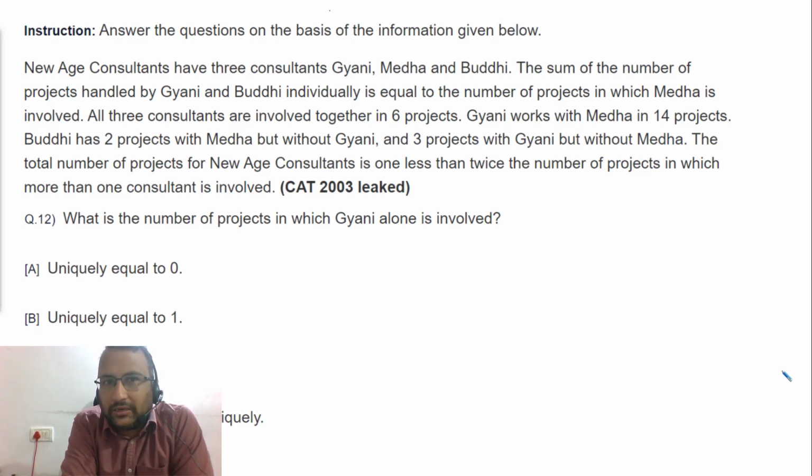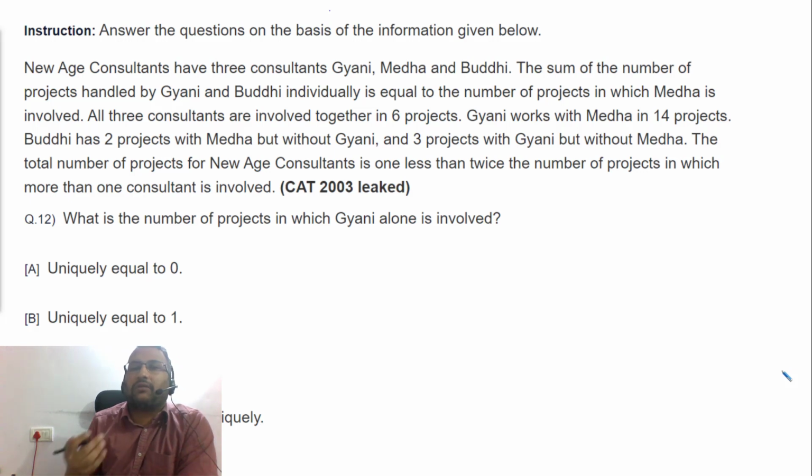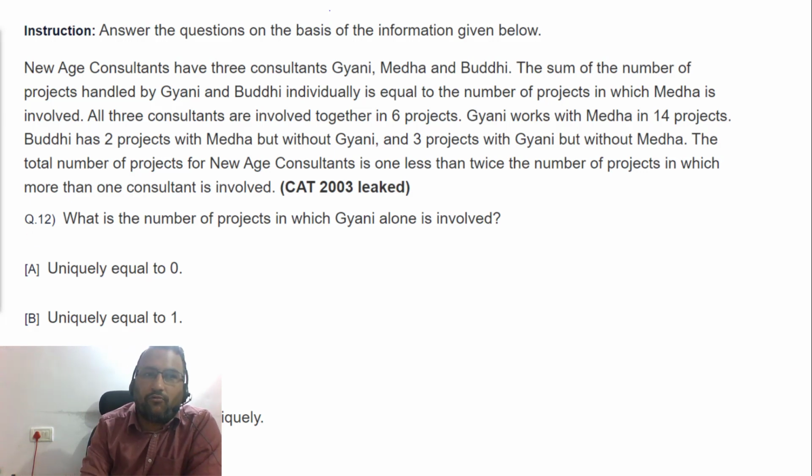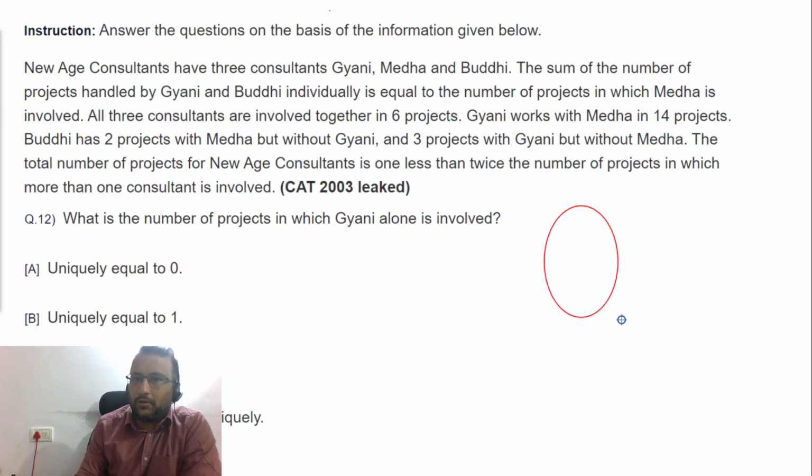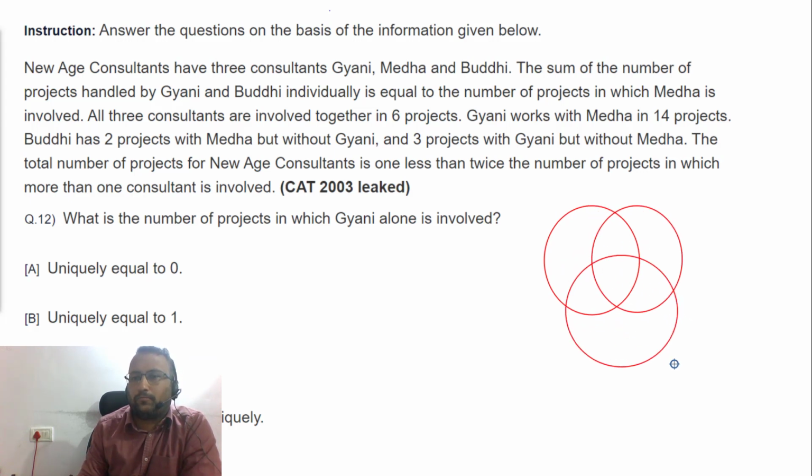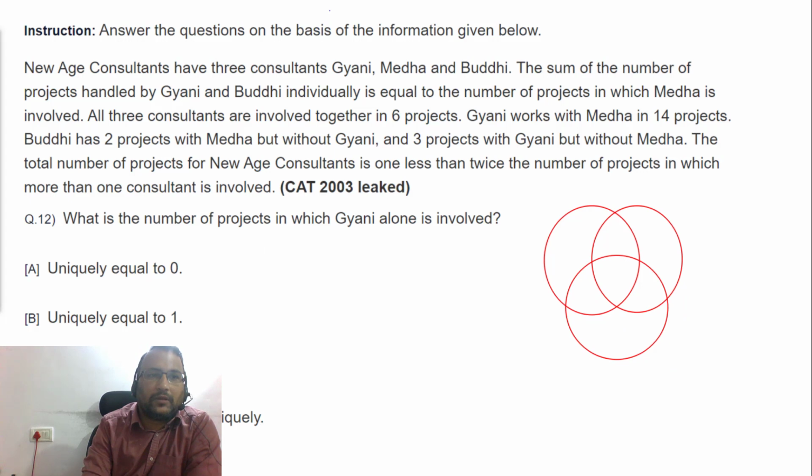All three consultants were involved together in 6 projects. Gyani works with Medha in 14 projects, and so on. Lots of data is given. So let's draw the Venn diagram over here. Hold on. The first circle is for Gyani, the second circle is for Medha, the third circle is for Buddhi, and this is for none.